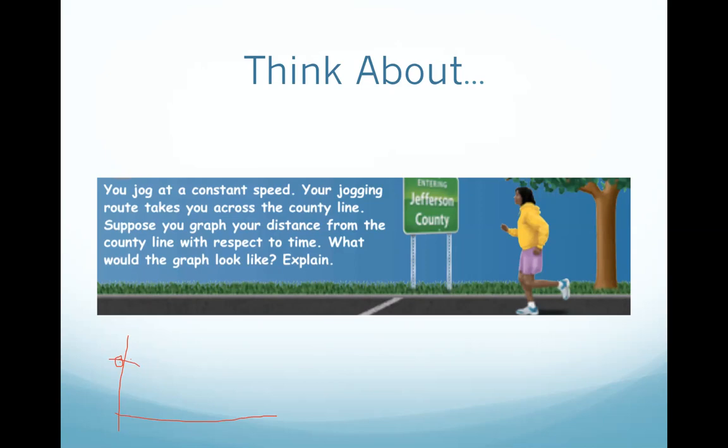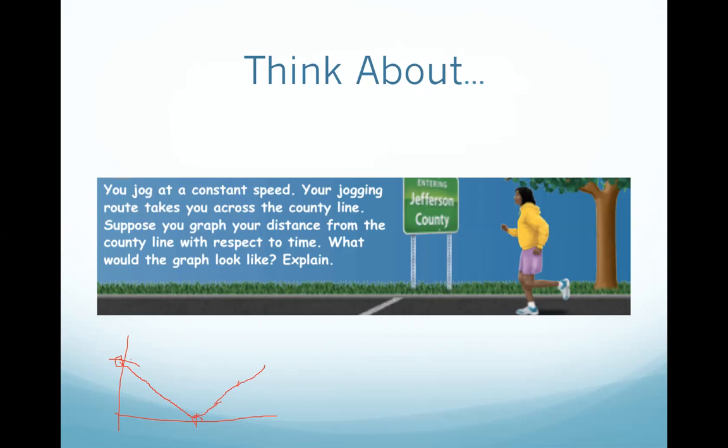And then we're jogging and jogging, getting closer and closer to the county line, right? And then at some point we will get to the county line and we will cross it. However, as I keep jogging, I'm not getting a negative distance away from the county line. I am once again jogging away from the county line, and therefore the distance is getting farther and farther away until we stop jogging.